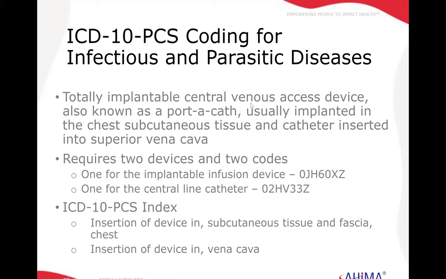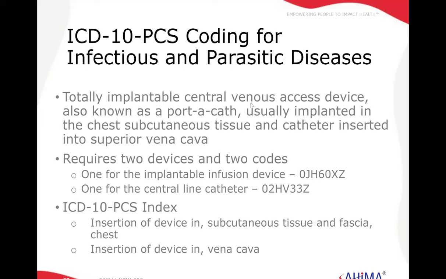We can also have totally implantable central venous access devices. These are commonly referred to as a portacath. And these are implanted in the chest in the subcutaneous tissue, and then there's a catheter that goes in through the superior vena cava. Going back to our guidelines, we have two devices and therefore two codes.